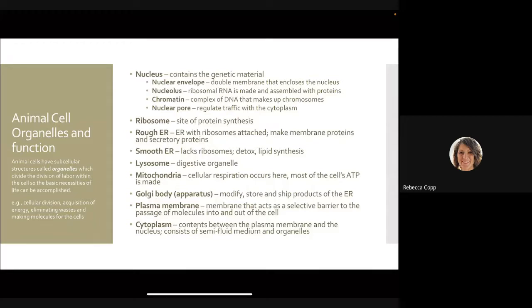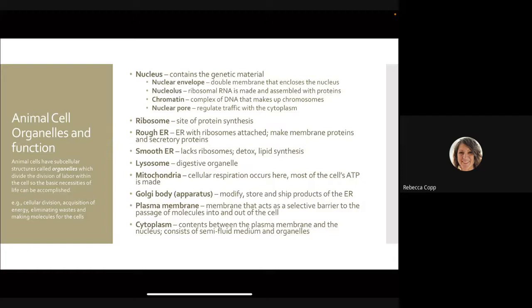And then the nuclear pore is the little holes in the envelope that regulate traffic within the cytoplasm, or with the cytoplasm. Ribosomes are where protein synthesis happens. Rough ER is endoplasmic reticulum with ribosomes attached, which means proteins are made there because it has ribosomes. Smooth ER lacks ribosomes, and these are the little mazes that you can see in that picture.